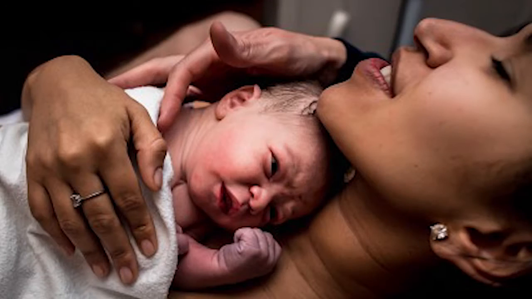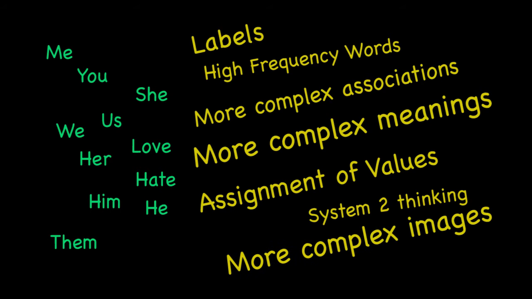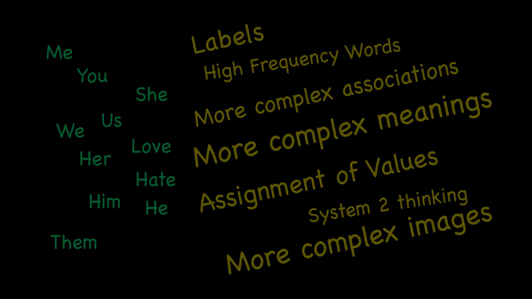Then we're born and images become more striking, more defined. Then we learn to label things. We learn our high-frequency words. Associations become more complex. Meanings become more complex. We begin to assign values, and our system of thinking kicks in, and our images become even more complex.